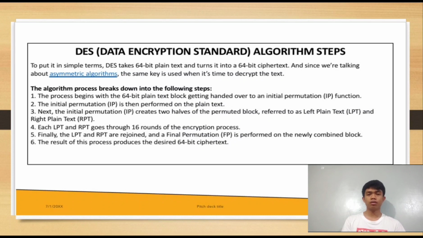And number 5. Finally, the LPT and RPT are rejoined and a final permutation or FP is performed on the newly combined block. And lastly, number 6. The result of this process produces the desired 64-bit ciphertext.